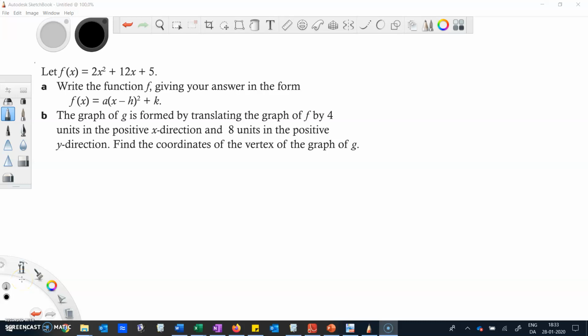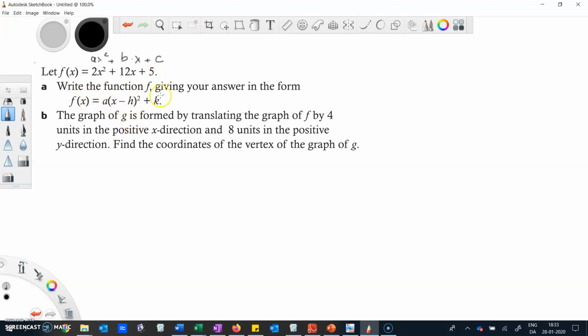Hi, this is a problem about quadratics. I'll give you a minute for reading the question. As you can see, you have a function f of x that is written in the most general way a quadratic function can be written, that is a times x squared plus b times x plus c. So you can identify a, b, and c being 2, 12, and 5.